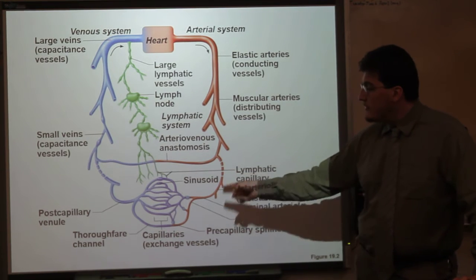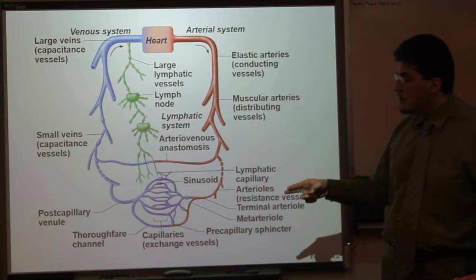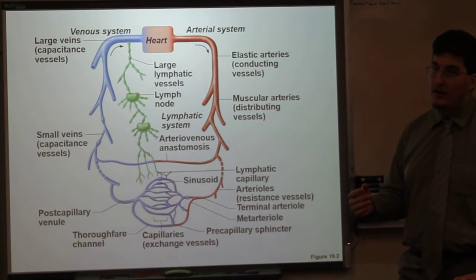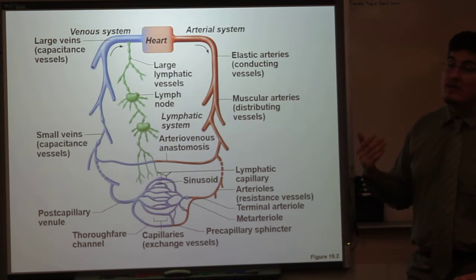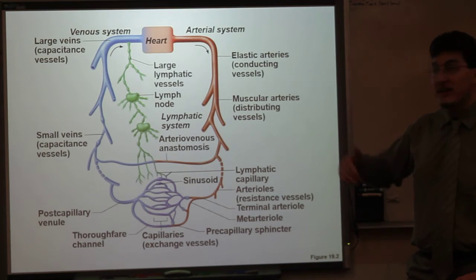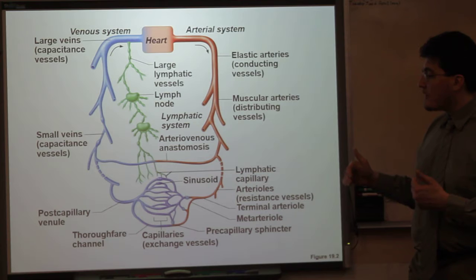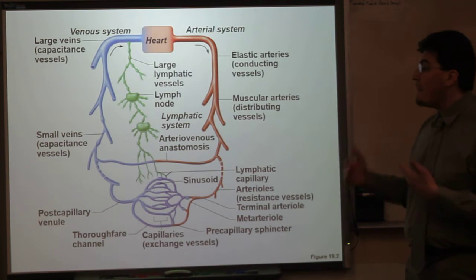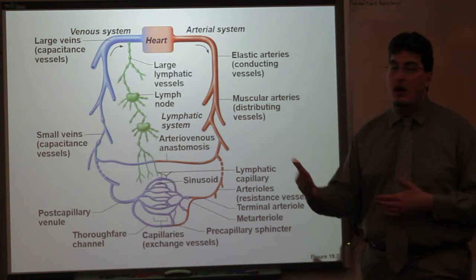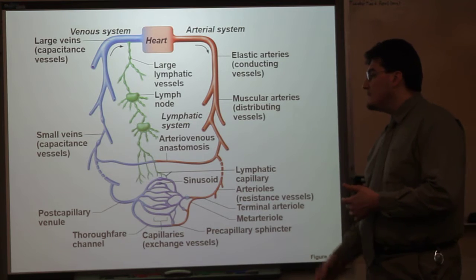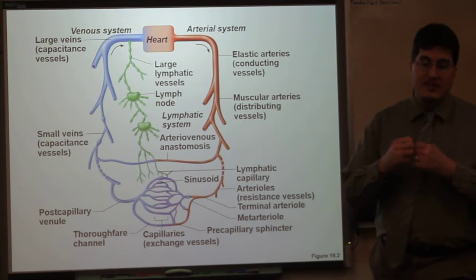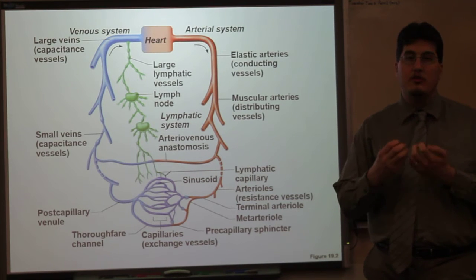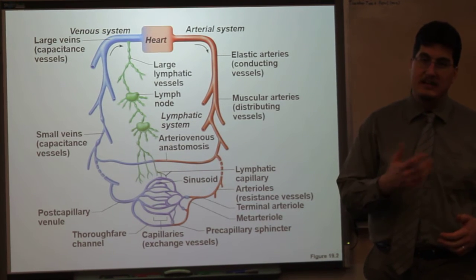Our metarteriole is going to continue and become a thoroughfare channel, which, if we close off our precapillary sphincters, will become effectively a shunt of metarteriole to thoroughfare channel, and that will directly flow into our postcapillary venule. Now, these sinusoids that we see here, those are just expansions. Those are just little bulges in the capillaries that we'll see sometimes.